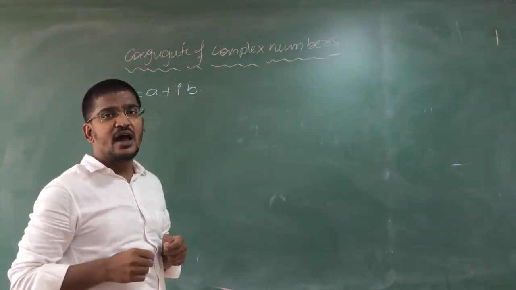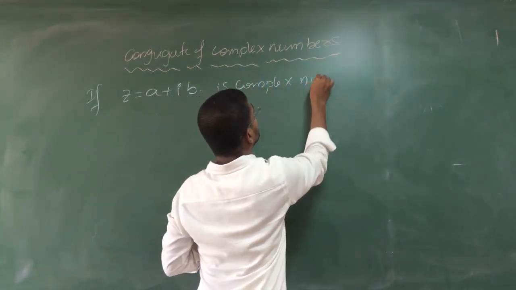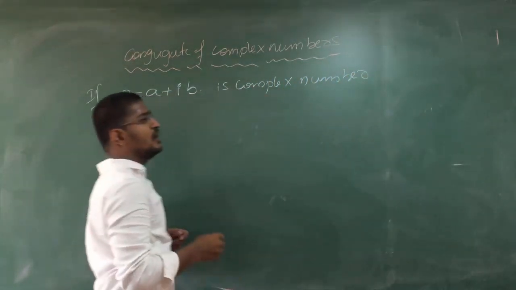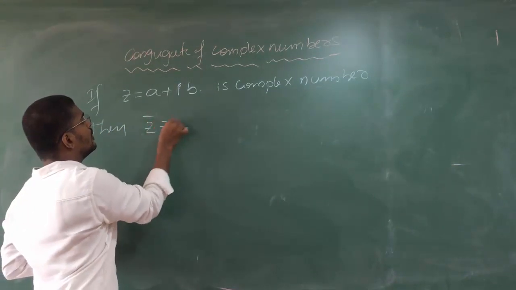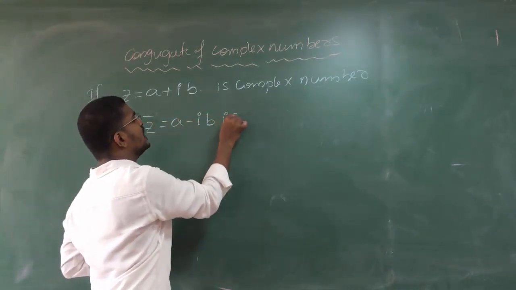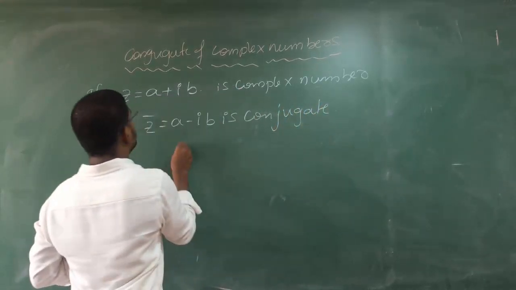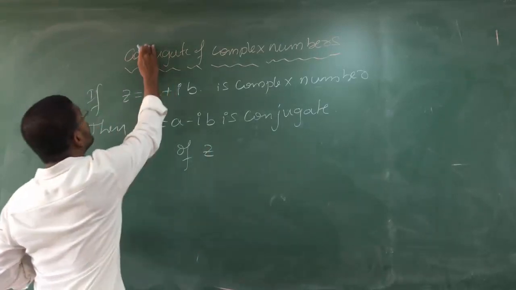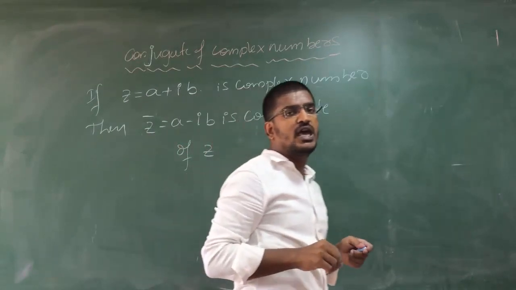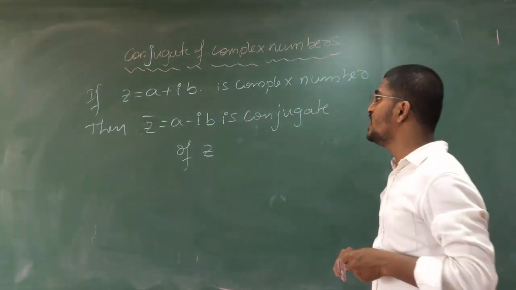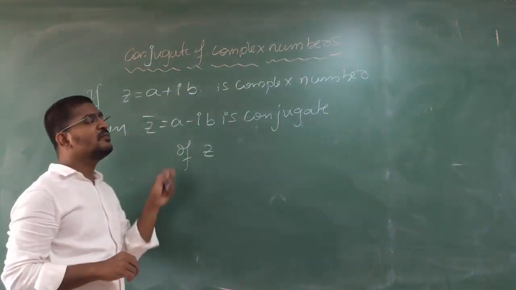then z bar, a minus ib, is the conjugate. Clear? That is the conjugate of z, the conjugate of a complex number. That is, if z equal to a plus ib, then the conjugate of z is a minus ib.